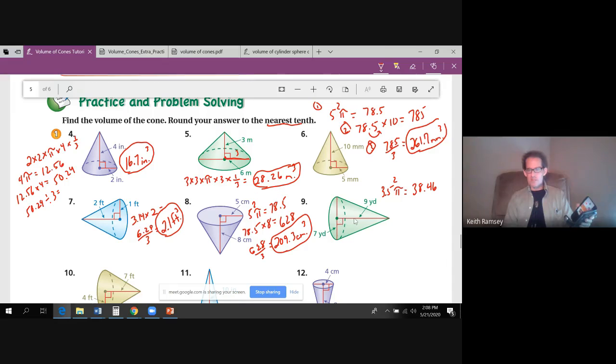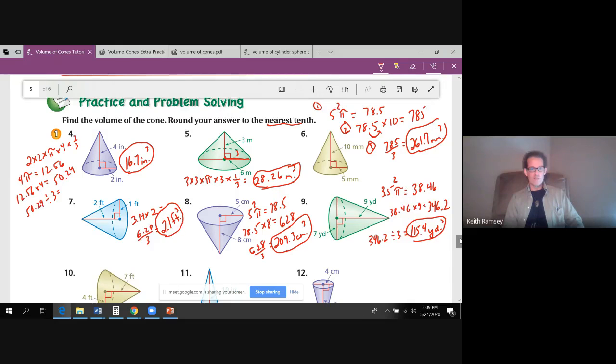And now we're going to multiply that times the height. That's step 2. So here's 38.46 times 9. Let's see what that is. I got 346.18. So let's round that up to 346.2. Okay, and then the third step is just divide that by 3. 346.2 divided by 3 is going to equal a volume of 115.39, let's round that up to 115.4 cubic yards for that cone.